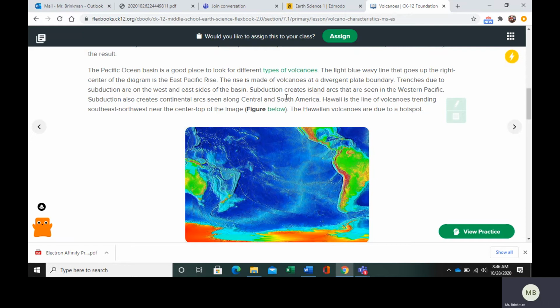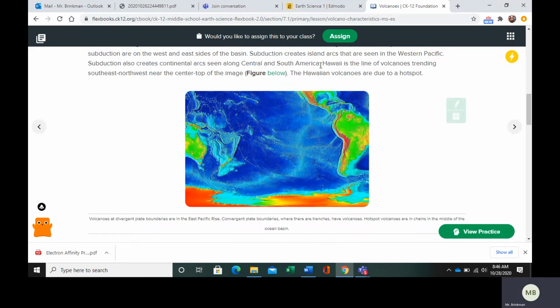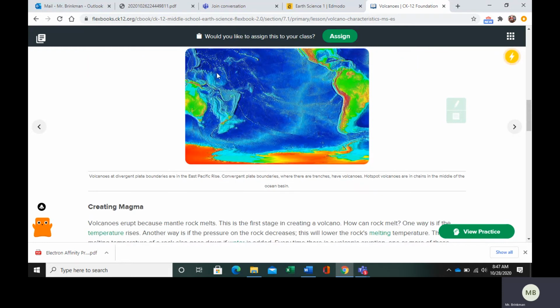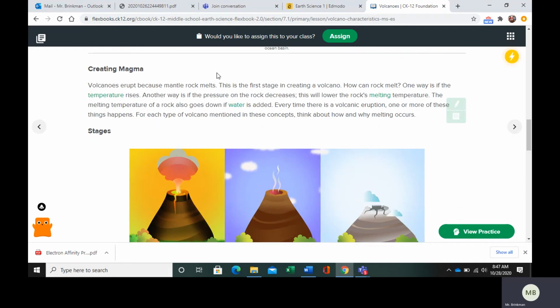So it talks about a lot of different structures, and I will let you look at those when you read this on your own. But Hawaii is actually made of volcanoes from a volcanic hotspot.